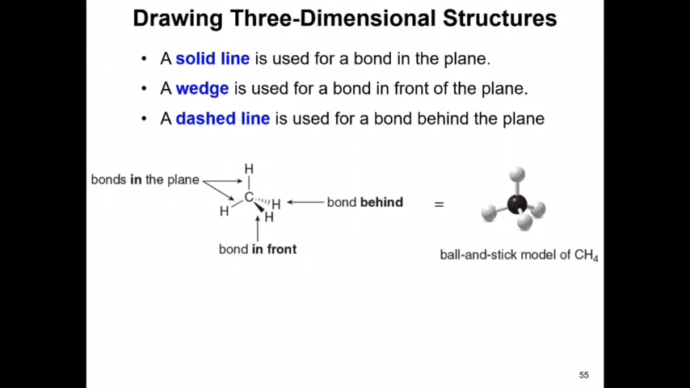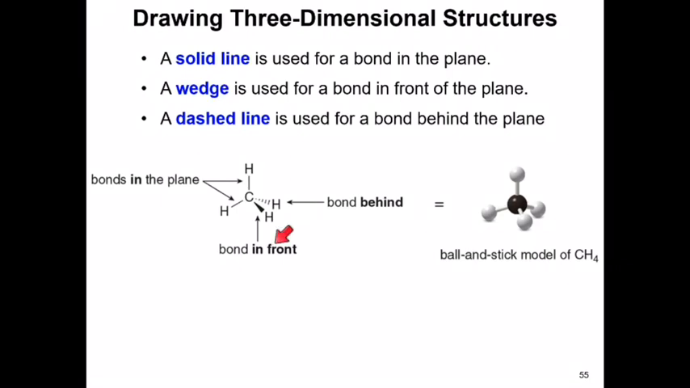Every time you draw a three-dimensional structure, make it a habit to include the orientation of the bonds in space. For example, a solid line, such as these two shown here, means that the bond is within the plane. Imagine a whiteboard and you lay a sheet of paper flat on the board. That paper is said to be in plane, which is parallel to the board.